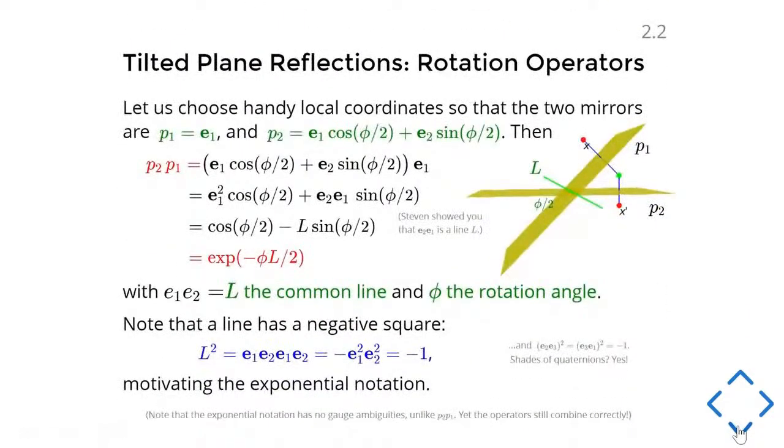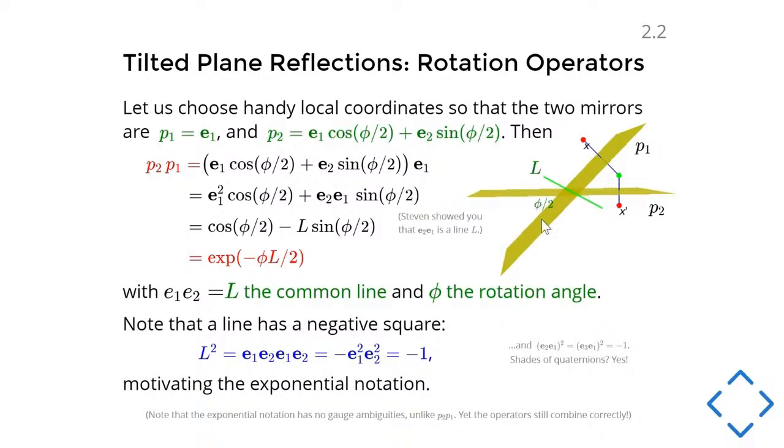Okay, let's see what happens to rotation operators. Now, here I'm going to choose special coordinates to make my computation a little bit easy, but I know that I can use translation motors to bring it anywhere, so this is not a restriction. But I'm taking P1 equals E1, P2 rotated version over E1.